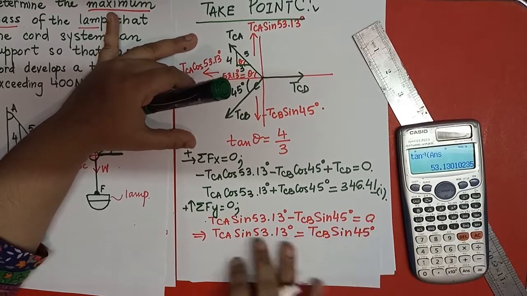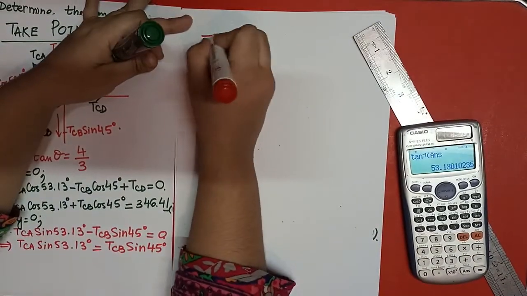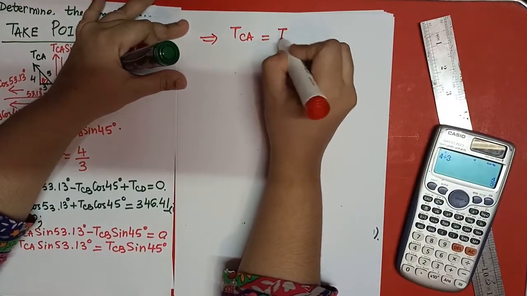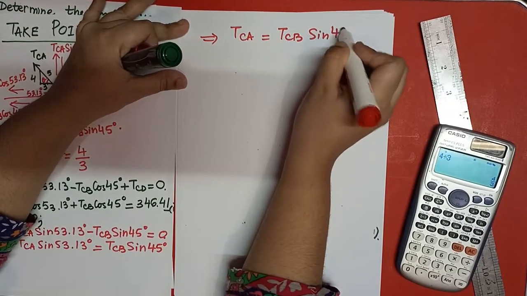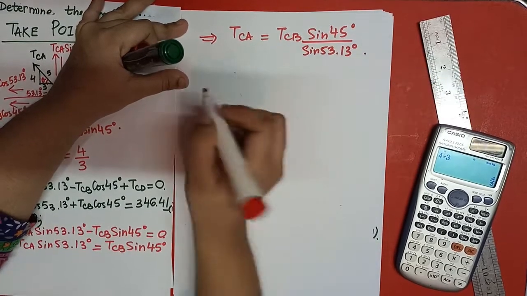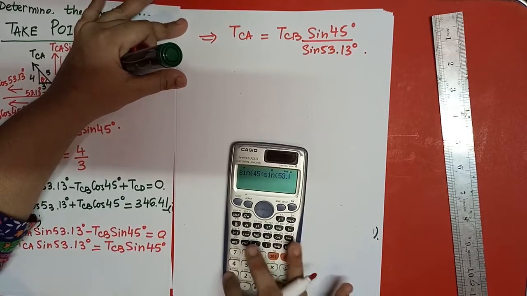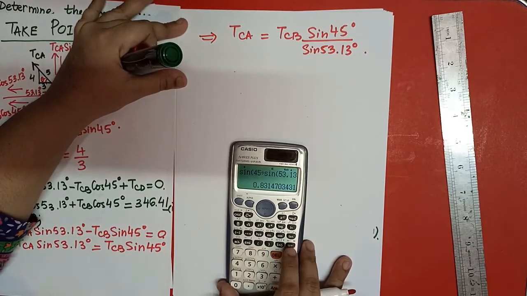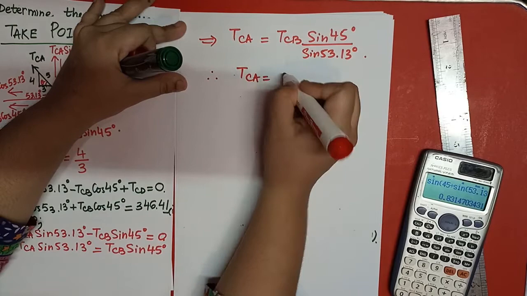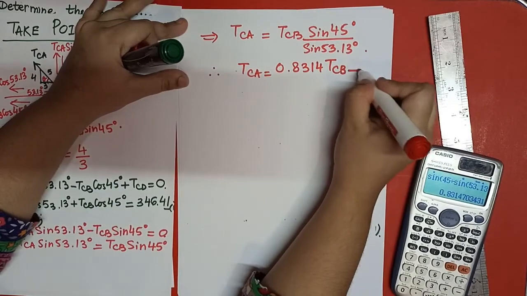So what I have to do next, I have to move on to the next page. TCA is equals to TCB sine 45 degree divided by sine 53.13 degree. So the answer will be sine 45 divided by sine 53.13 degree, so it is 0.8314. Therefore TCA is equals to 0.8314 TCB. So this becomes equation number 2.